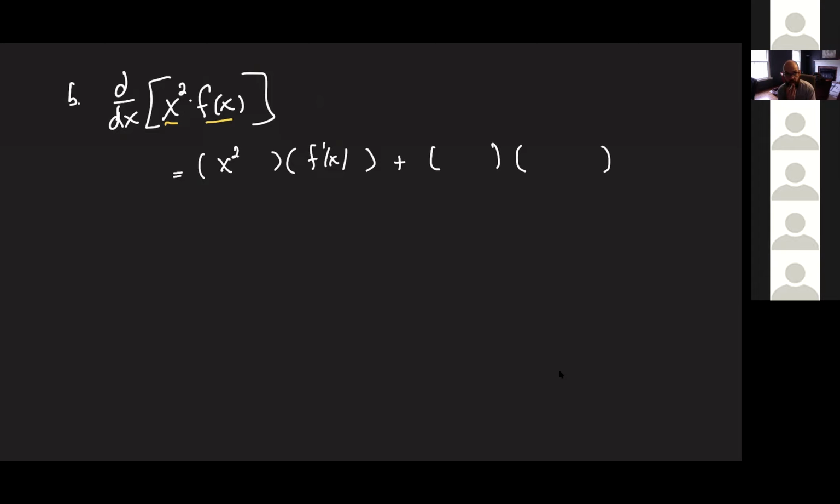And then we have our first function times the derivative of the second, and then we take the derivative of our first function and we leave the second one alone. Okay, so if I had anything that looked like this, the form of my derivative would be x squared f prime of x plus 2x f of x. Okay? And we're going to see a lot of stuff like this for implicit differentiation, but instead of f of x's, we're going to have y's.